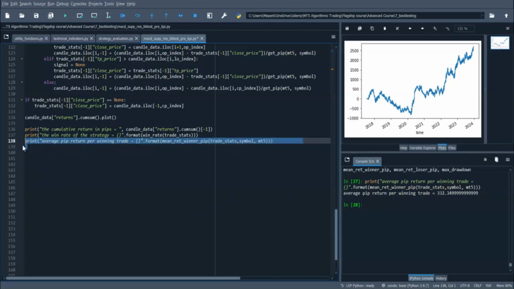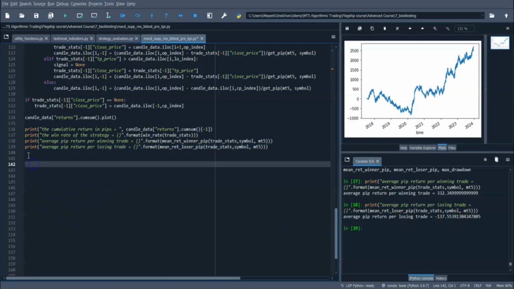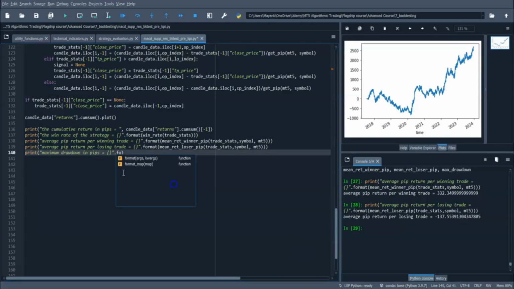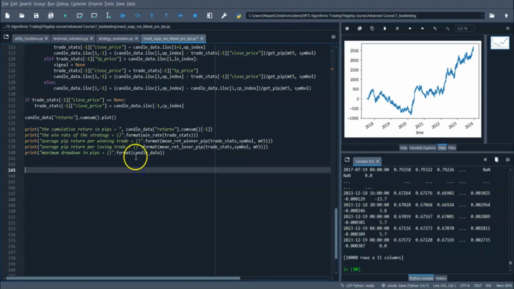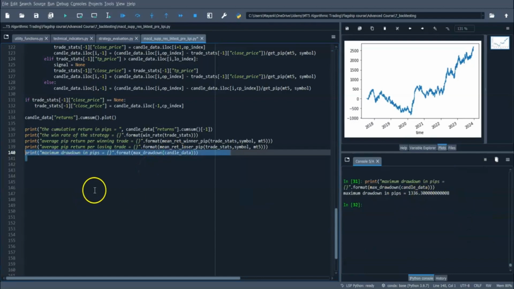Likewise, let me copy and paste it. And here per losing trade, mean return loser pip, minus 137. And finally, the maximum drawdown in pips is equal to placeholder dot format candle data. Oops, what did I do? Sorry. Format function name max drawdown candle data, 1336 pips.